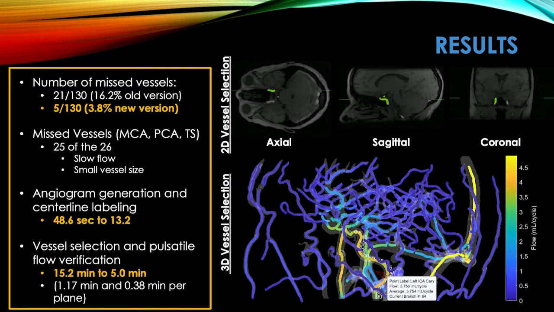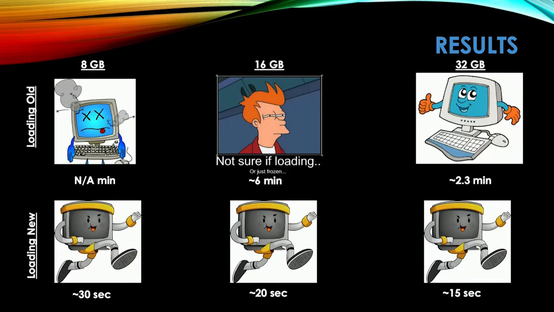And so for the generation, we really cut down on time from 48 seconds to 13. And then the big one is processing time. Per plane, it took a little bit over a minute in the old method, and then we cut it down to 0.3 or 0.4 minutes per plane, which really streamlines the processing of all these cases.